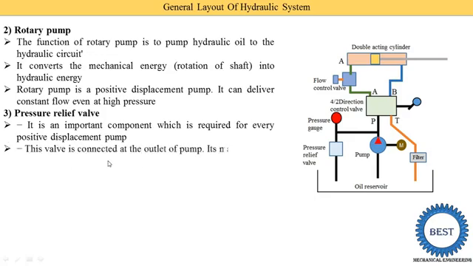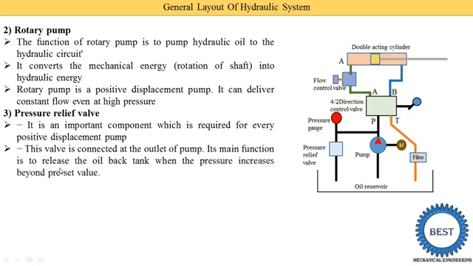This valve is connected at the outlet of the pump, and its main function is to release the oil back to the tank when the pressure increases beyond the preset value. Suppose we require 10 bar pressure in our hydraulic circuit. But due to some circumstances, the pump delivers the oil at 12 bar pressure. But our desired pressure is 10 bar. So what we do is reduce the pressure by using this pressure relief valve.